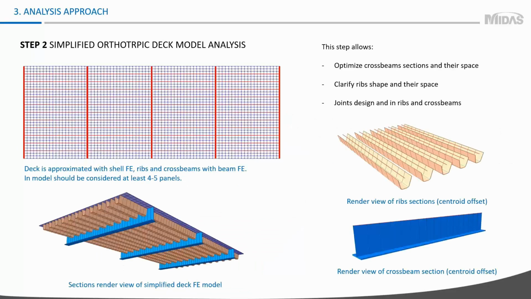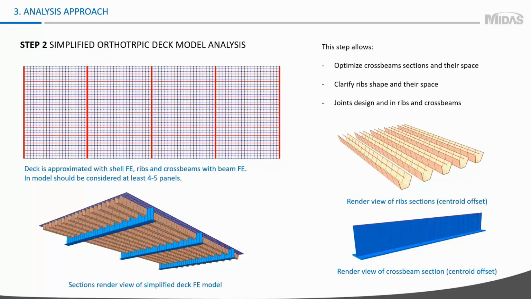In the second step, you deal with a simplified model of orthotropic deck. In this model, for deck plate, you use shell elements, and inside the shell elements, you arrange beam elements, longitudinal beam elements, and transverse beam elements. Longitudinal beam elements have section of rib, and transverse beam elements have section of cross beam with a centroid offset.